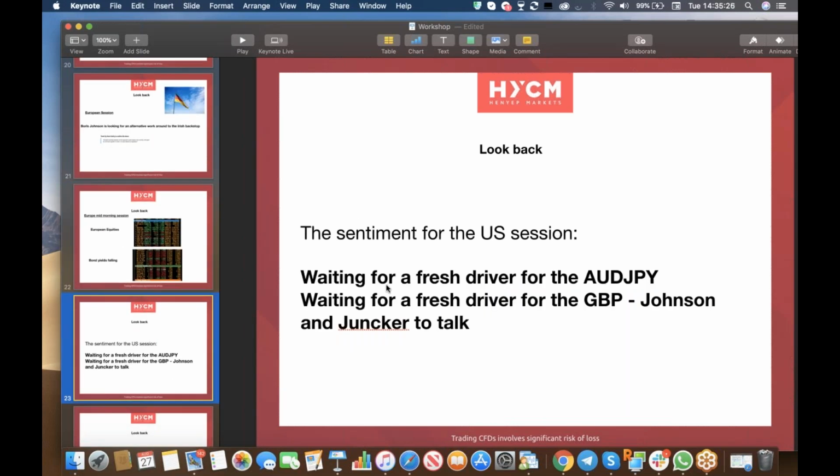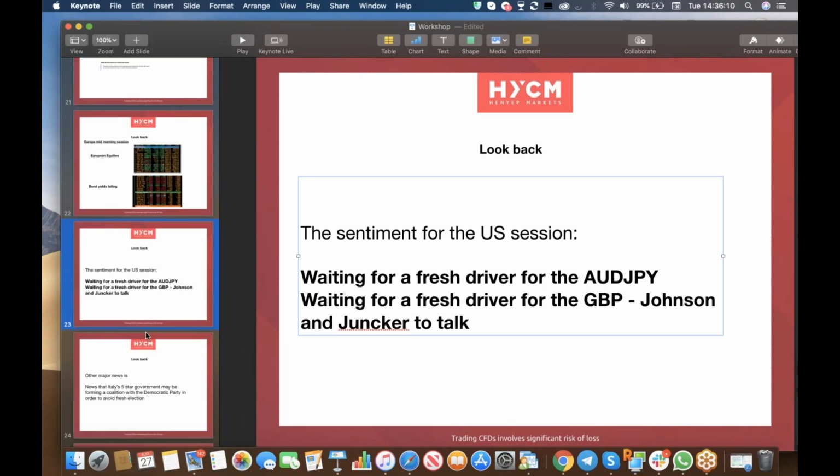Sentiment for the US session, again, waiting for a fresh driver for the Australian dollar, Japanese yen, and waiting for a fresh driver for the pound. Johnson and Juncker, so the EU's Juncker and the UK's Johnson, are due to talk this afternoon. So there'll undoubtedly be some headlines about their conversation and how it goes. Obviously, anything positive towards a deal will result in pound strength, and anything negative towards a deal would result in pound weakness. It'll depend on what it is, and also on how viable it is for the opposition to stop Boris Johnson's no-deal Brexit. So that's one to keep an eye on anyway.